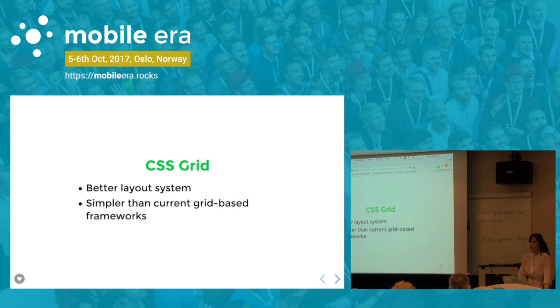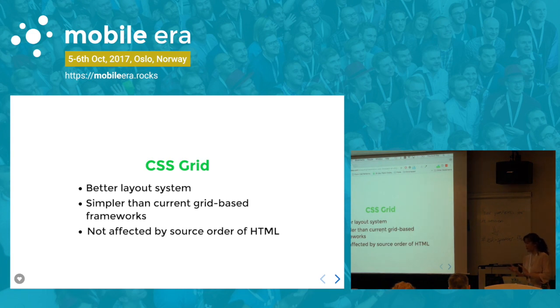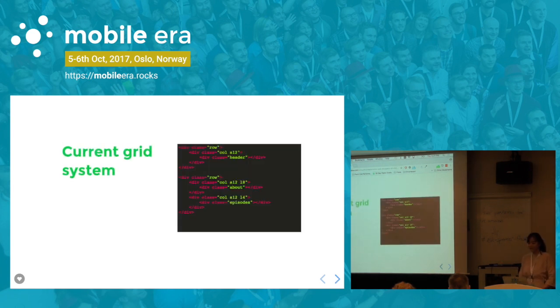Definitely simpler. Instead of using row wrappers, you're just using a display property grid, and it'll just work. And since you get to actually manipulate your grid through CSS, it's not affected by your HTML at all. It is not affected by the source order of the HTML, making it easier for you to control what kind of layout organization you want on smaller screen devices to larger screen devices.